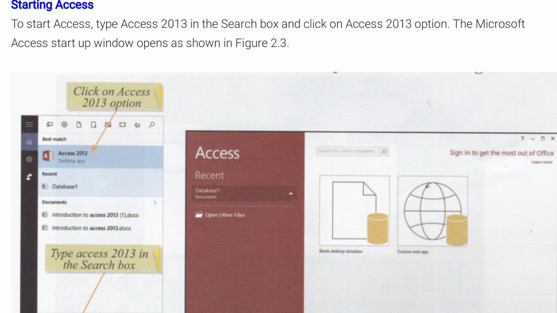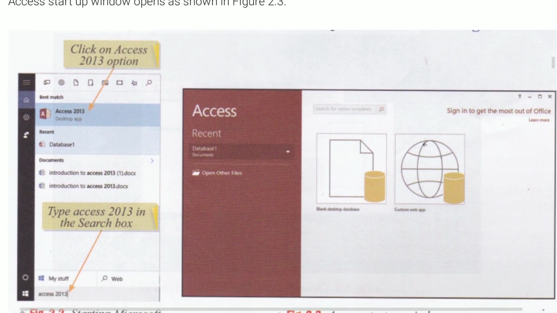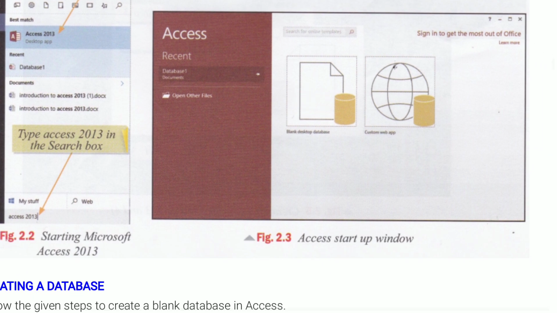Then go to the search box, and in the search box type Microsoft Access 2013. We can also type only Access 2013. As we type this, you will get a list in which click on Access 2013. As we click on this option, the Microsoft Access startup window opens up, as you can see on the screen. In this screen, you can see there are two options, two buttons for creating a database table.